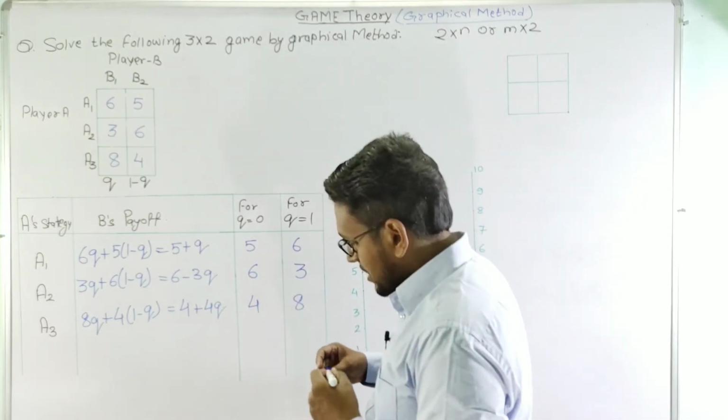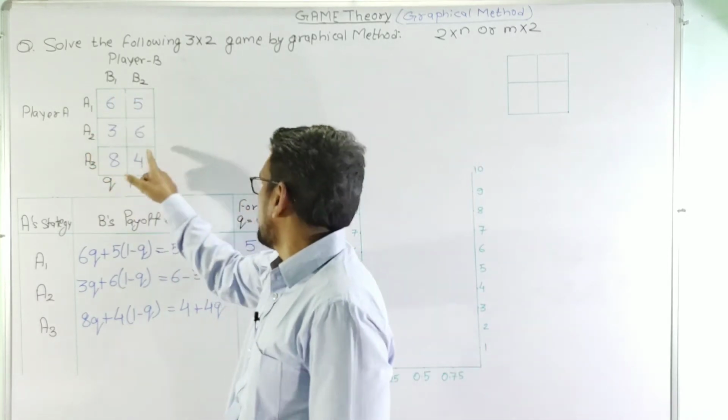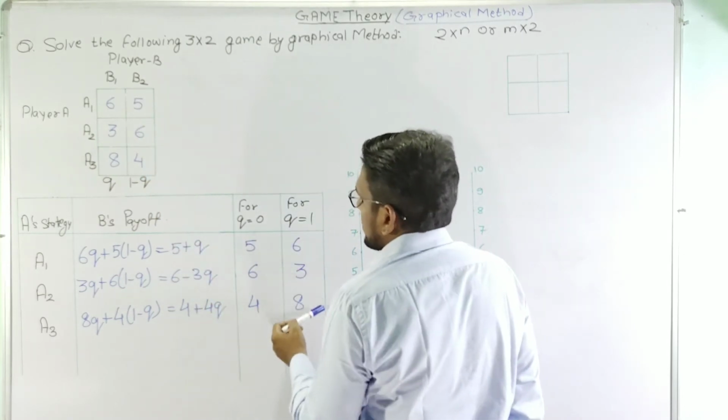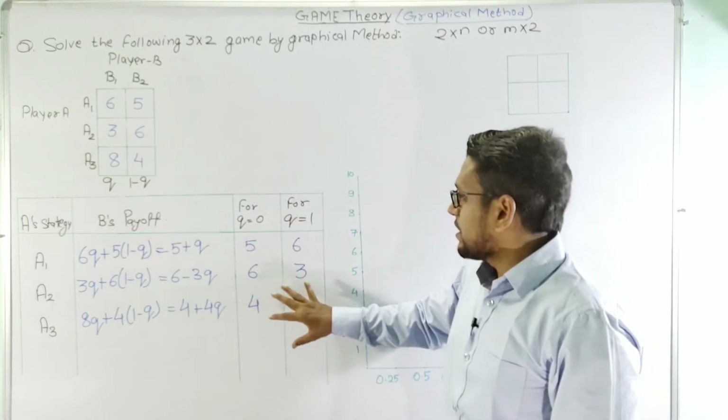Now we can check whether these values are correct or not by comparing them with the values given in the matrix. So this is 5 6 4, this is 5 6 4, this is 6 3 8, 6 3 8. So we have obtained the correct values here.